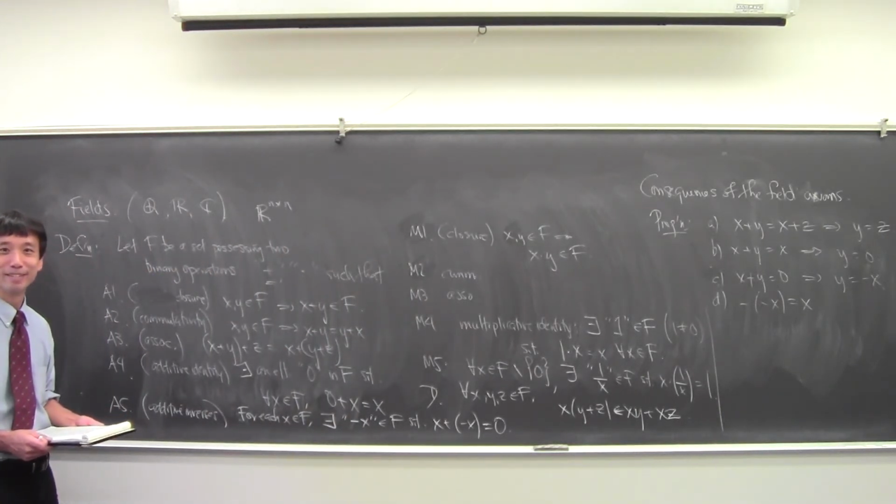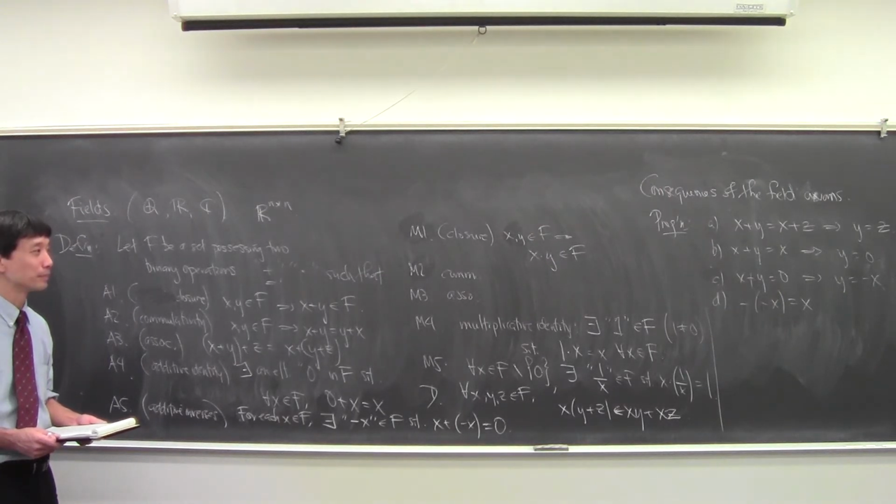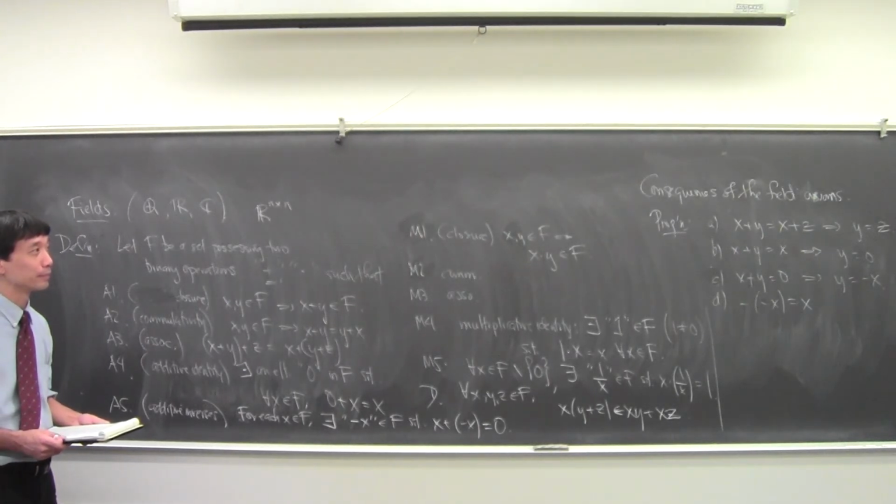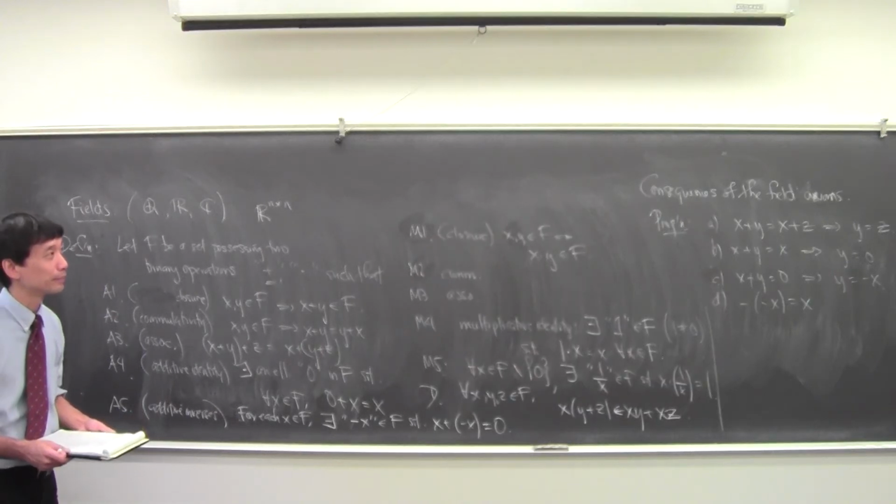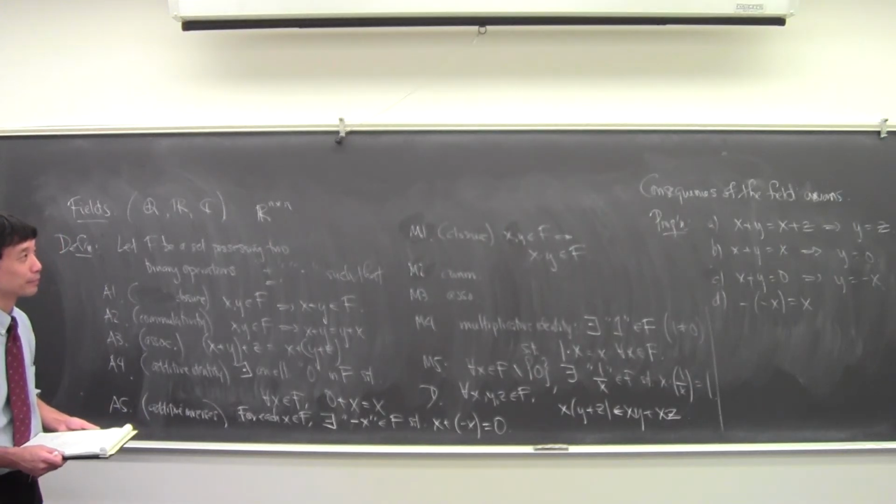So we were just talking about it. We were saying we use A5 to add negative x to both sides. And then you get 0 plus y equals 0 plus z. And you use A4 to get y equals z. Yeah, I did very similar.